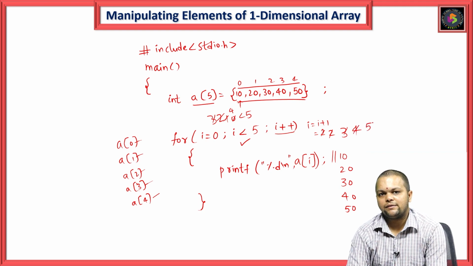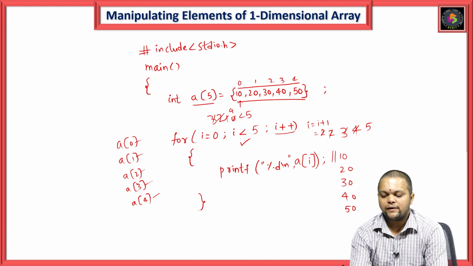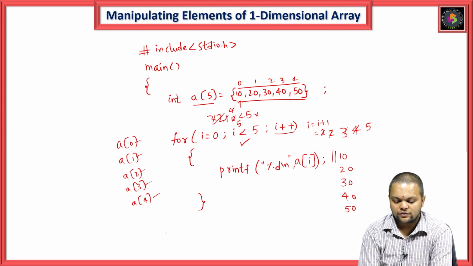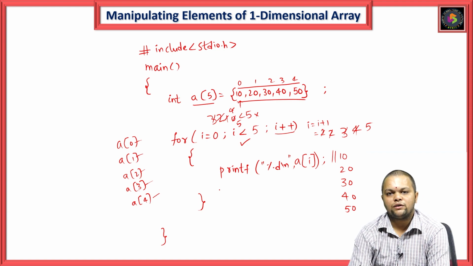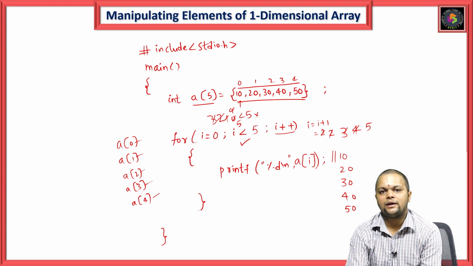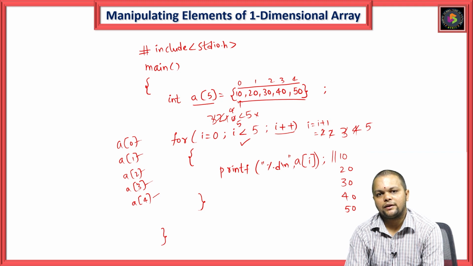In the next iteration, I value will become 5. If I value is 5, 5 is less than 5. So the condition fails. So it will come out of your for loop. This is just how to access all the elements of an array. If I want to access all the elements of an array, how to access all the elements of an array?